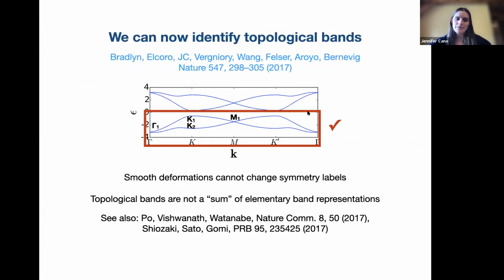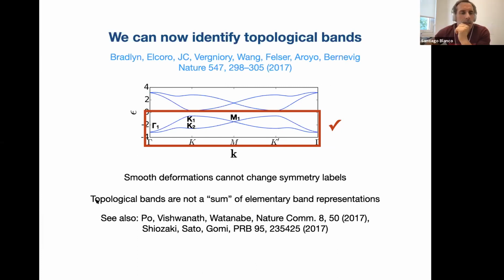If we now have some mystery band structure with some valence bands, and we want to know if those valence bands are topological, we can look up their irreps. We can compare them to the server, and if they do not appear on the server, then they're definitely not an atomic limit phase, which makes them topological bands.